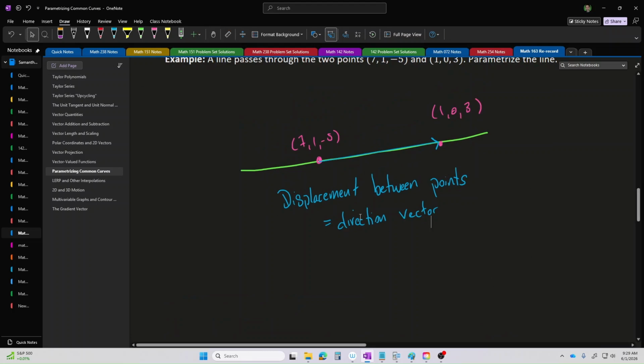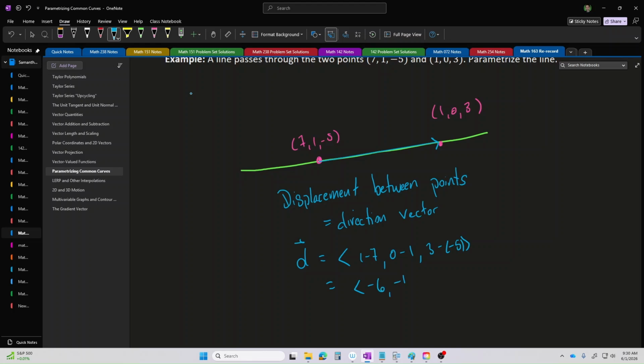So let's subtract these points. For example, I could subtract them in the order 1, 0, 3 minus 7, 1, negative 5. And I would get the direction vector 1 minus 7, 0 minus 1, 3 minus negative 5, which simplifies to negative 6, negative 1, and 8.